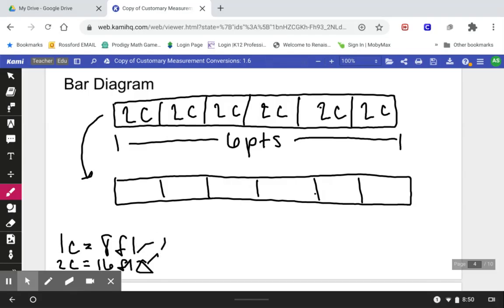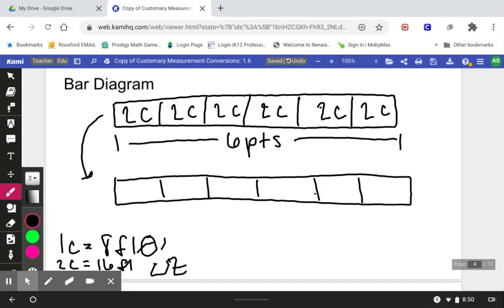So in each, oops, I was trying to write ounces. I don't know why it's doing that. Ounces. I don't know what's going on. Okay, so I'm going to put 16.